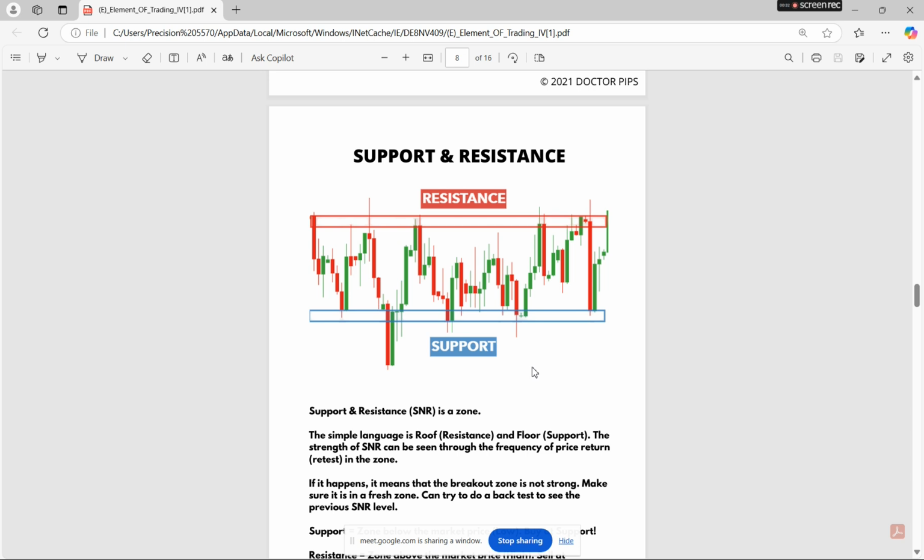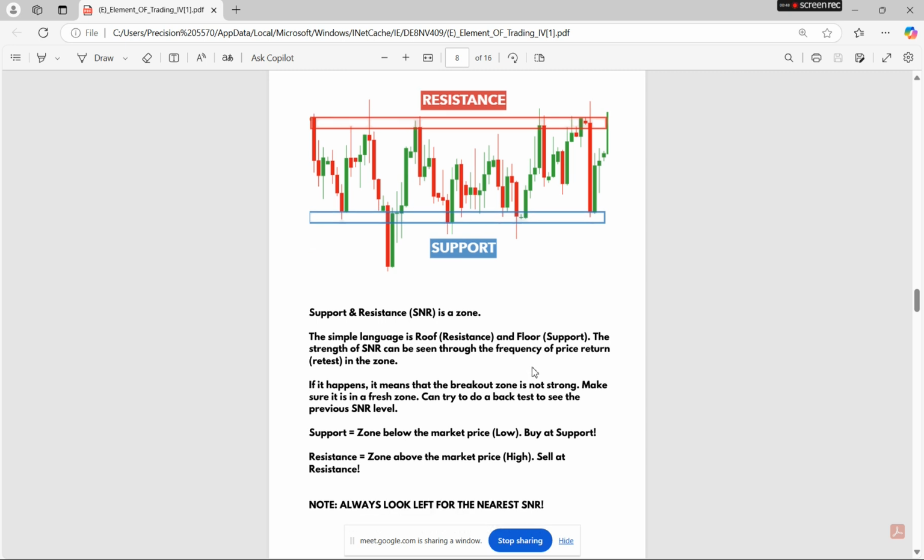In forex trading, we have something called support and resistance. And what is support and resistance? Support and resistance are strong turning points in the market. Support is the zone below the market price, or support is on the swing lows, and then resistance is on the swing highs.